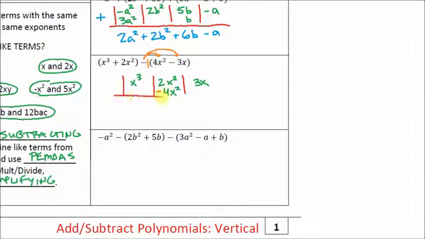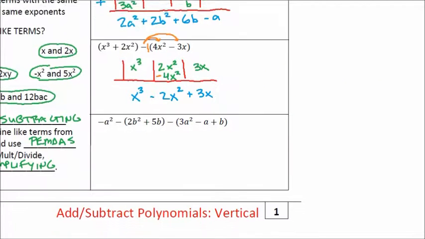We're done with our columns. Let's go ahead and write our answer. This x cubed just stays x cubed. 2x squared minus 4x squared. We know we're going to have an x squared here. This is just 2 minus 4, which is negative 2. And then our 3x just comes down, and that's a positive 3x. So there is our two binomials subtracted. The second one subtracted from the first one. All right, let's do one more.